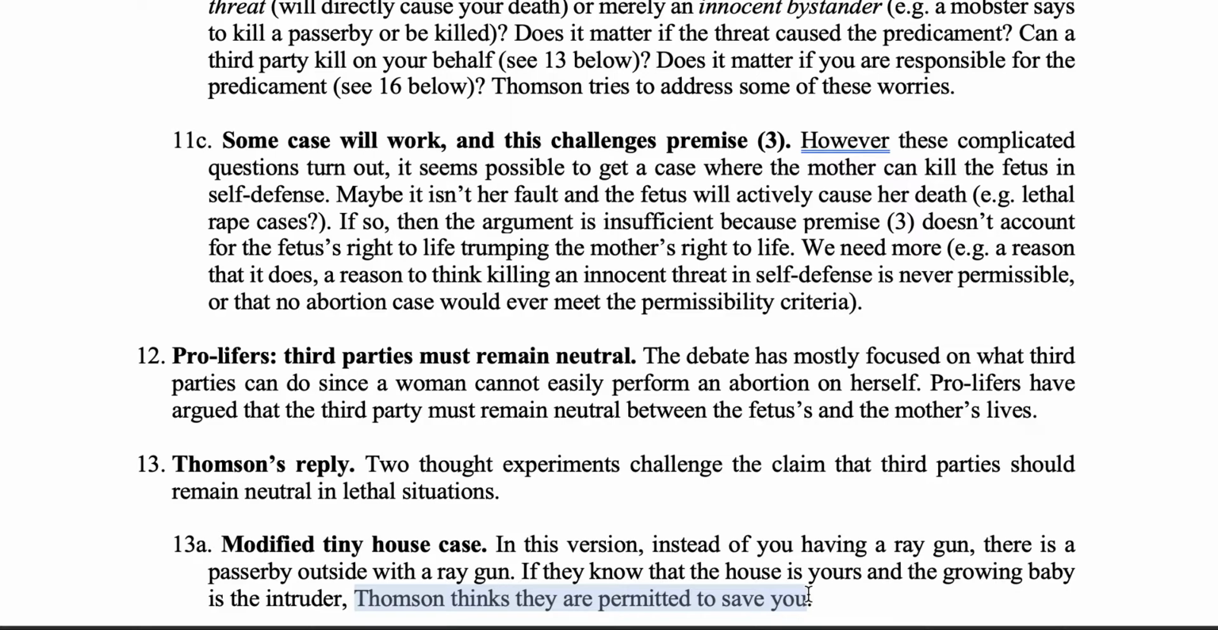They can intervene. Not only is it okay sometimes to kill an innocent threat in self-defense, but it's okay to kill an innocent threat in defense of others.